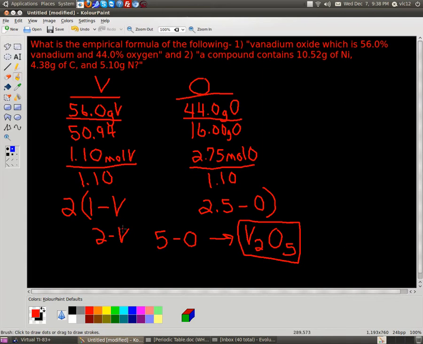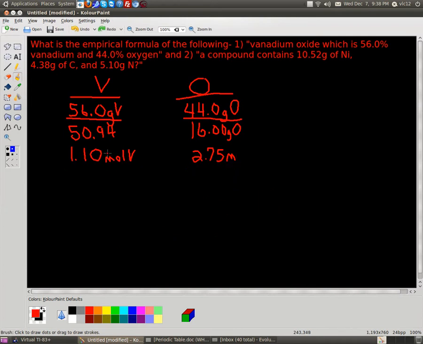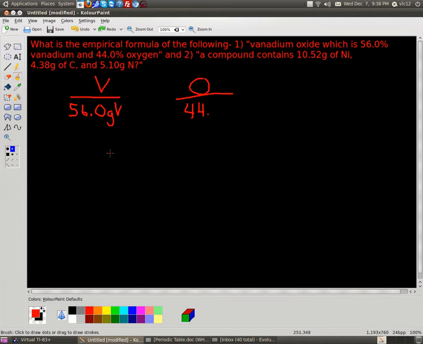This is the problem that we finished up on, which was the vanadium oxide, which you see the formula here. Now we're going to do problem number 2, so let's go ahead and get it ready. We are going to calculate a compound that contains 10.52 grams of nickel, 4.38 grams of carbon, and 5.10 grams of nitrogen. So, once again, these are already in grams, which is nice.